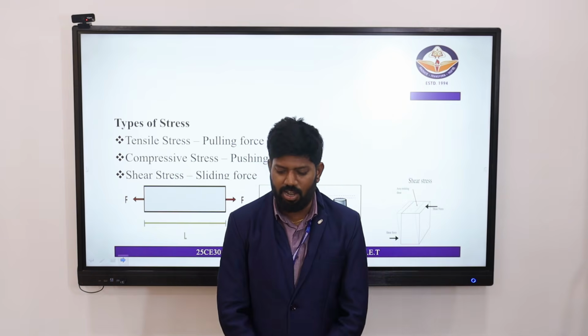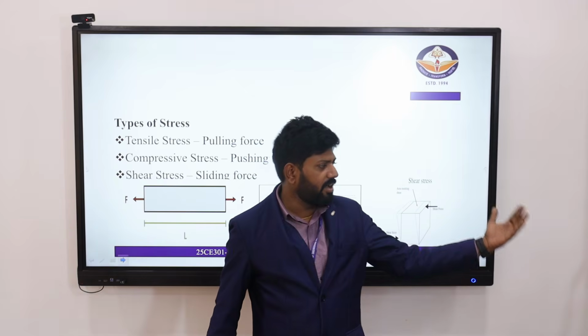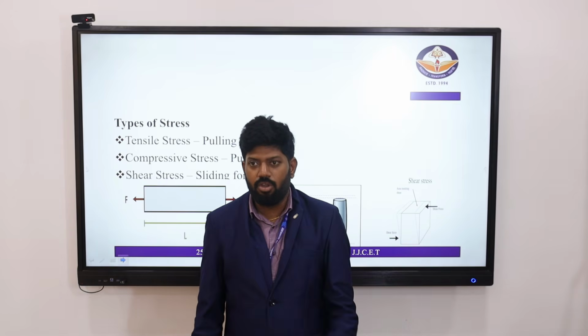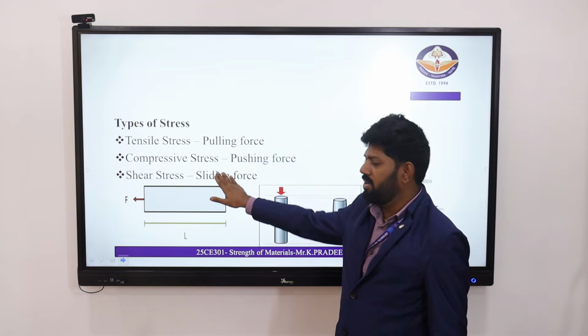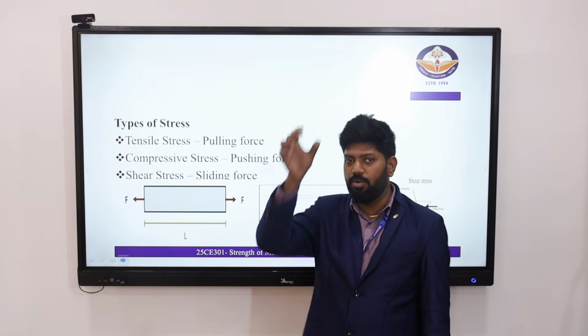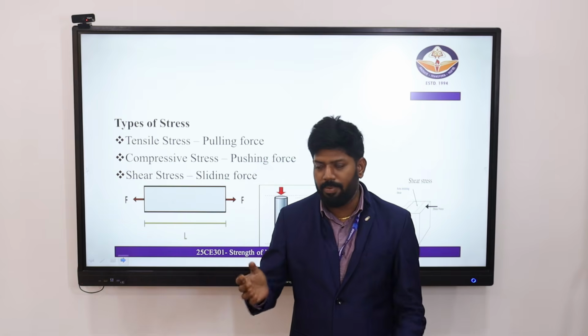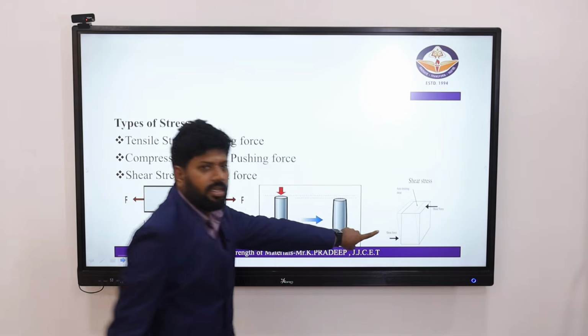For example, if I am standing straight, one person from the left side is pushing towards my right, and from the right, the person is pushing towards the left. In that situation also, my shape gets deformed. So this is called compressive. Whereas the shear force will slide across the area. It won't be tensile or compressive; it will be a sliding action. This is explained in the diagram here.